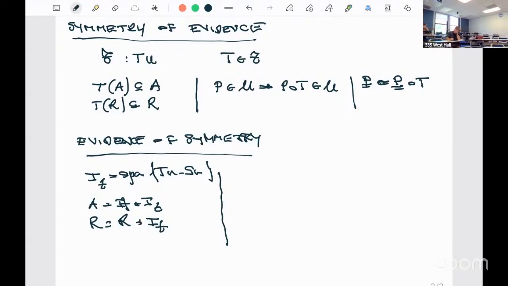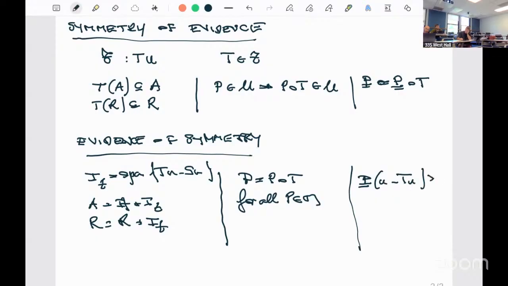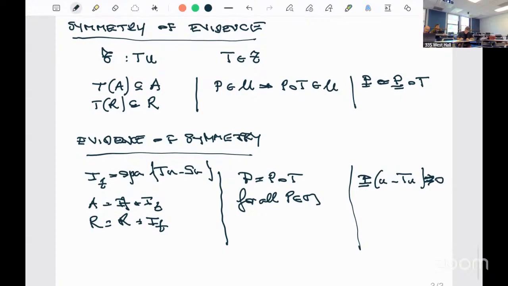Here, what you have is that it'll be the same. P is P after T for all P and M. It's just the same thing when you move it. And here it must be applied to the sets. And here what you have is that the difference between U minus TU must be greater than 0, and in fact equal to 0. That follows from that. And you could use SU minus TU, doesn't it?